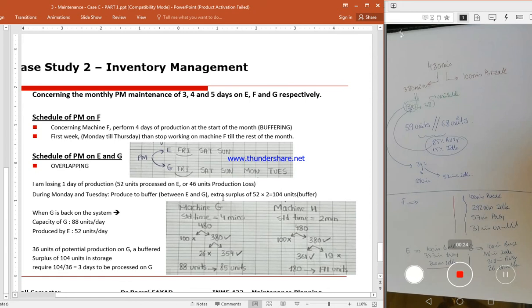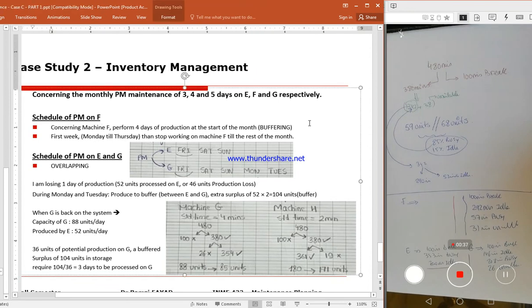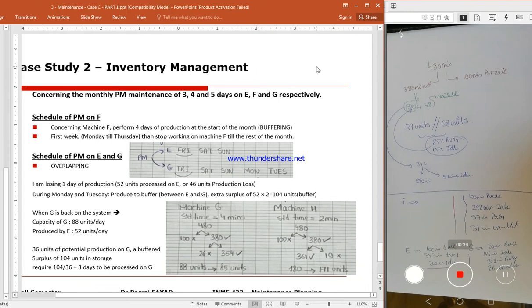okay نحن we're gonna schedule preventive maintenance on machine F, schedule preventive maintenance on machine E and G، وبعدين نحن we're gonna okay schedule preventive maintenance on machine F. Concerning machine F, perform 4 days of production at the start of the month, buffering. First week Monday to Thursday, then stop working on machine F till the rest of the month. يعني أول 4 أيام من الشهر I do machine F and then I stop for the rest of the month.